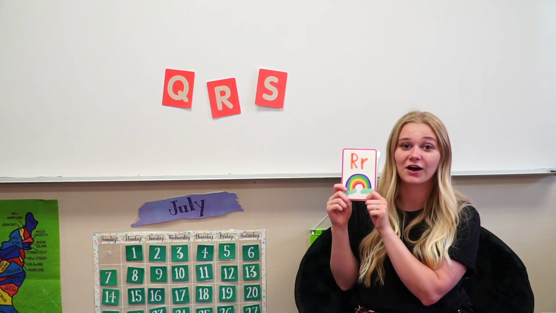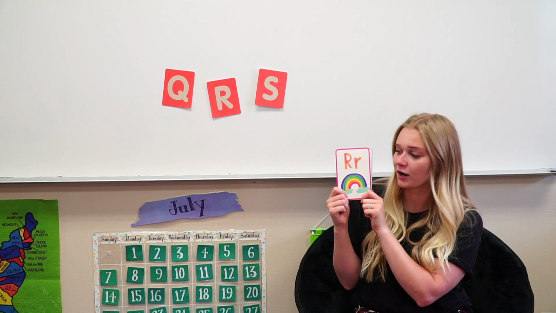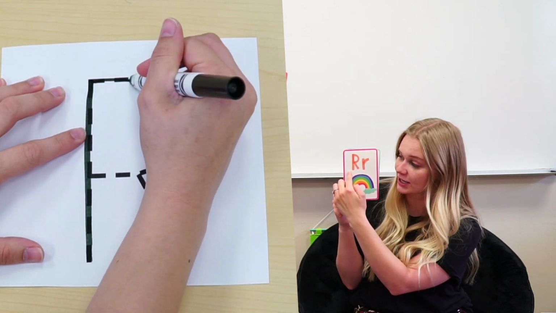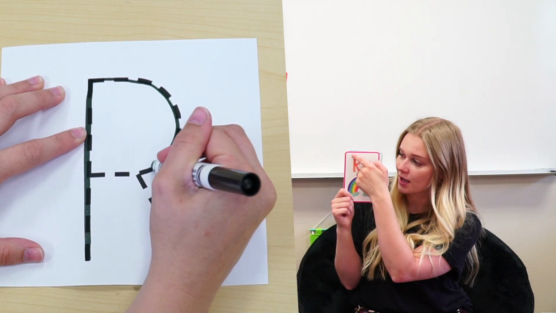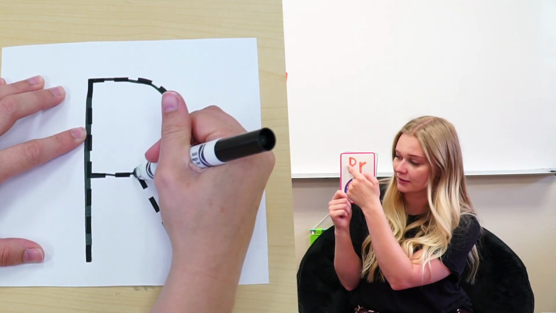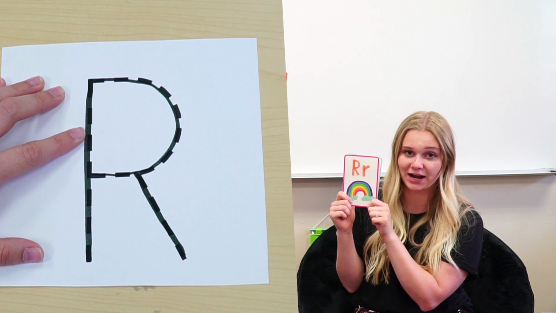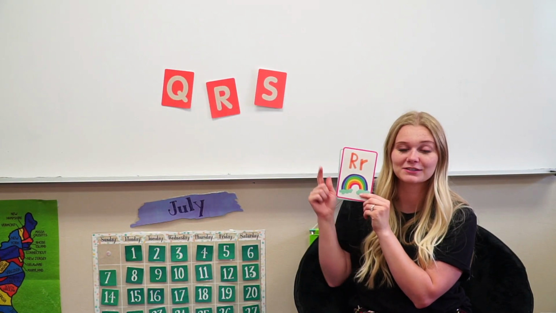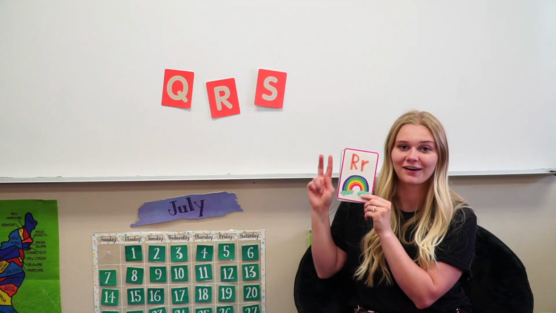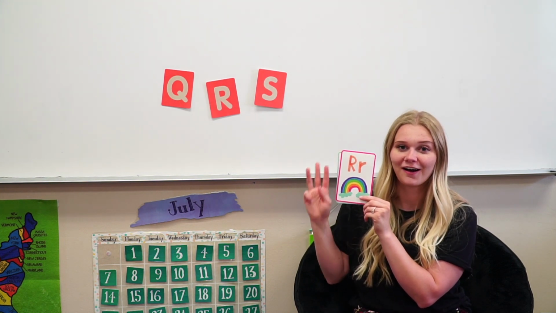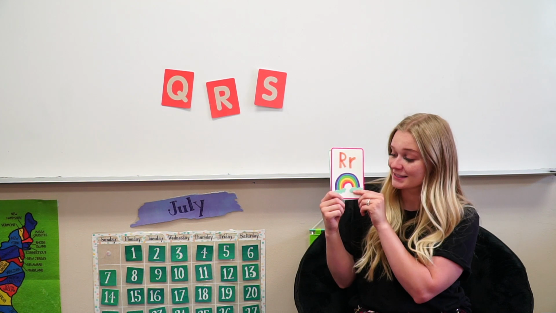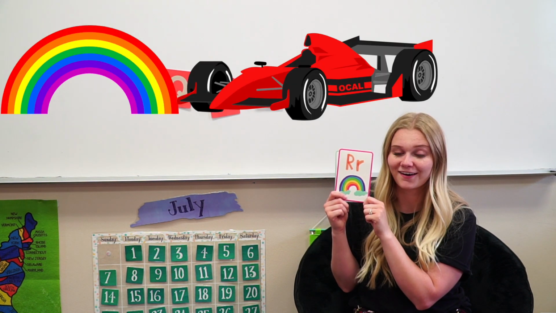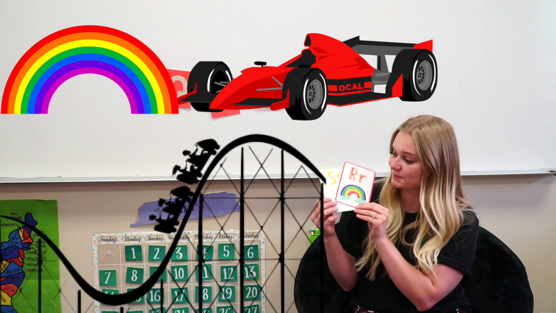Our next letter is R. To make an R, we start at the top and go all the way down to the bottom, just a straight line. Then we go back to the top and do one bump to the middle and then a line back to the ground. R says R. Let's say that 3 times. Some things that start with R are rainbow, or race car, or roller coaster.